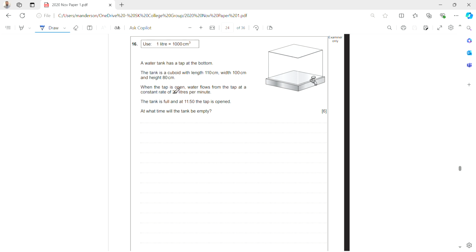When the tank is opened, water flows from the tap at a constant rate of 20 litres per minute. The tank is full at 11:50 when the tap is opened. What time will the tank be empty? So the first thing we need to do is work out how big the volume inside this cuboid is, and that will let us know how much water is inside, so we can work out how long it takes to empty.